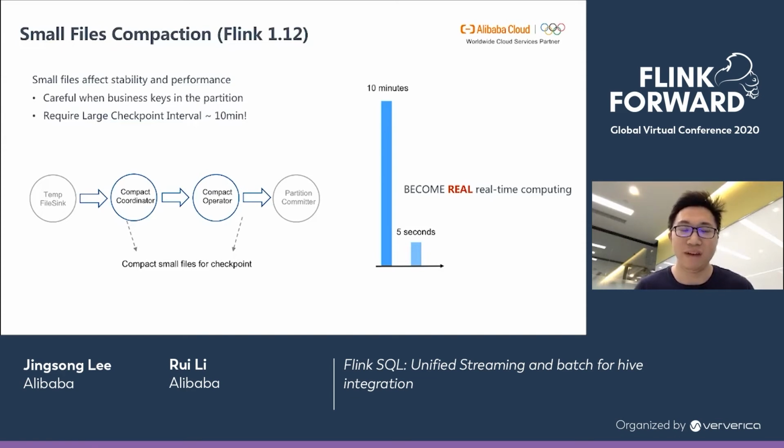What is being developed in Flink 1.12 is in the subsequent processing of the writer. We can add the ability to merge files, to compact files across tasks, to ensure that at most one small file can be generated in a single checkpoint cycle. We did some tests. We can adjust the checkpoint interval from the previous 10 minutes to 5 seconds, making the file sync become real-time computing.